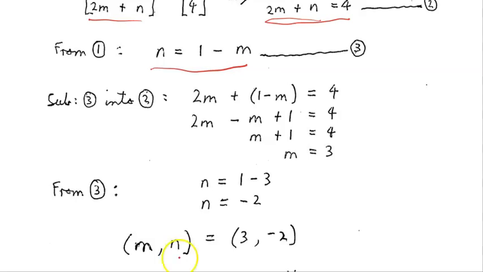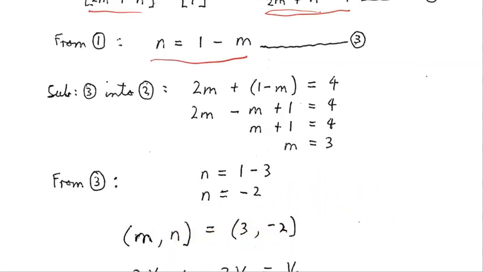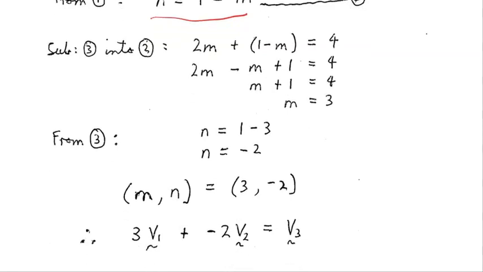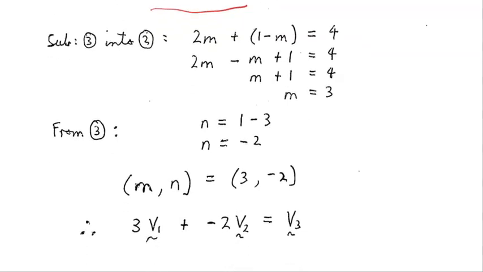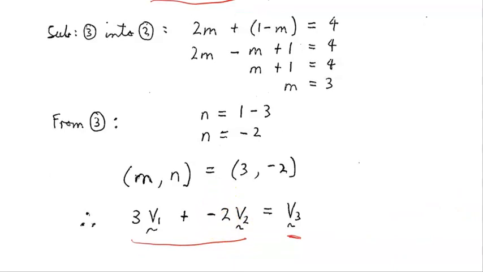M is 3, N is minus 2, and what that tells us is that these vectors are linearly dependent, in that vector V3 can be written as a linear combination of the other two vectors V1 and V2 by the use of the scalars plus 3 and minus 2. All right. That's the idea of linear dependence and independence.